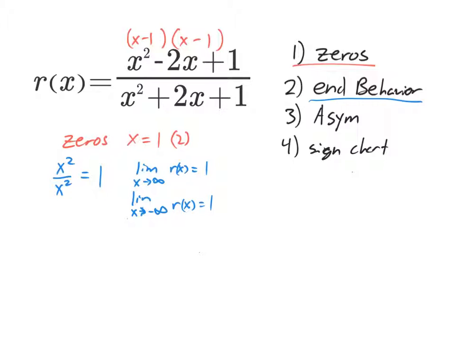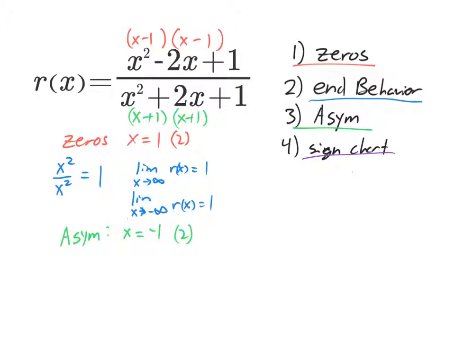And then I'm going to do my asymptotes. Asymptotes are where the bottom is 0. So if I factor the bottom, it's going to be x plus 1 and x plus 1. So my asymptotes are going to be at x equals negative 1, and that's going to happen twice as well. And then I need to do a sign chart.